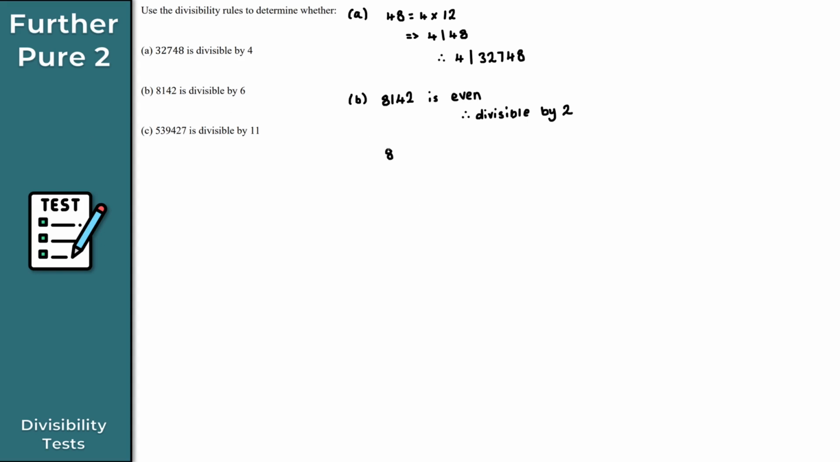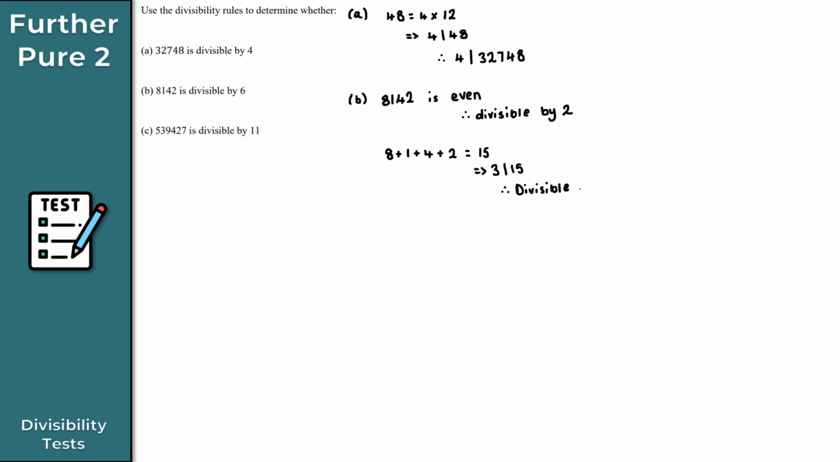So 8 plus 1 plus 4 plus 2. So what does that give us here then? So 10, 11, 15. Well, does 3 divide 15? Well, yeah, 3 divides 15, right? So let me just make a note here. 3 divides 15, and therefore then divisible by 3.